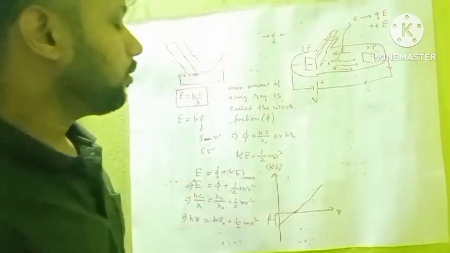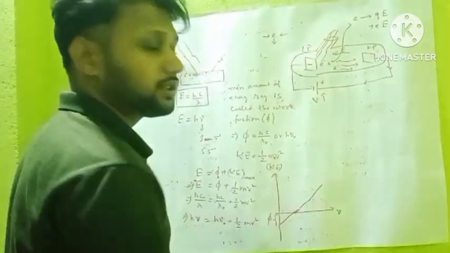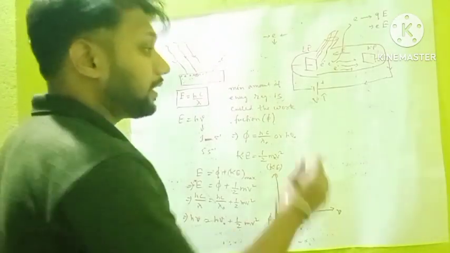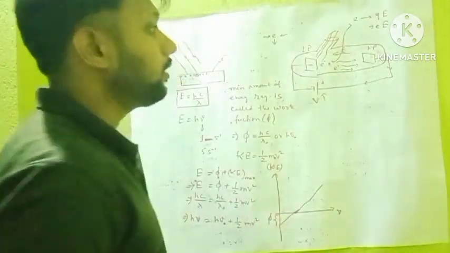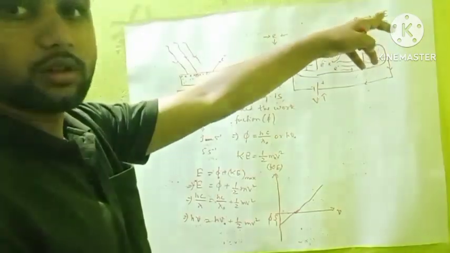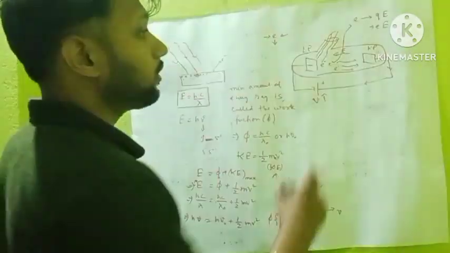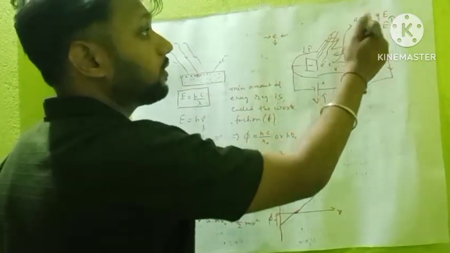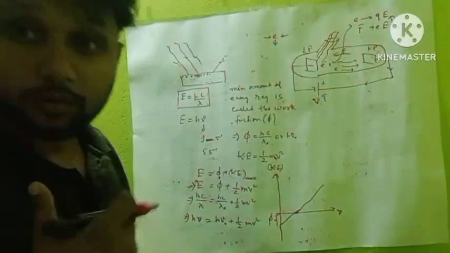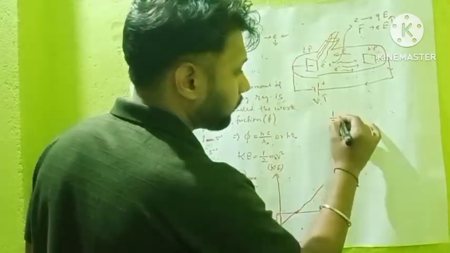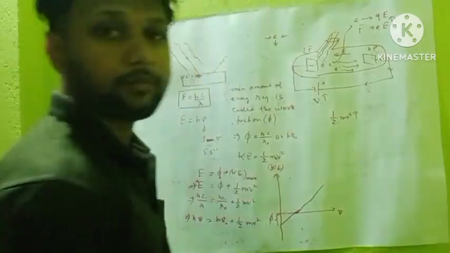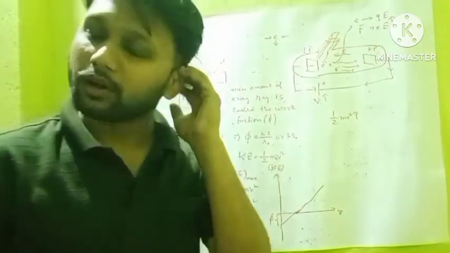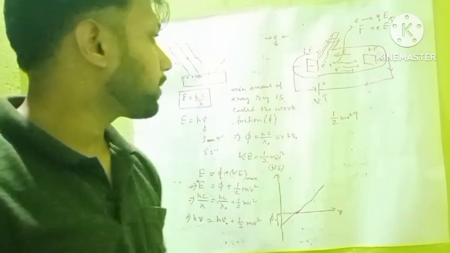Now tell me, if I increase the voltage, what will happen? If I increase the voltage of the battery, there will be more force and the electric field will be stronger. Increase of voltage means increase of electric field, which means increase of force, and if the force is increased, the kinetic energy, that is half mv square, will also increase. This is the photoelectric effect for which our scientist Albert Einstein received the Nobel Prize.